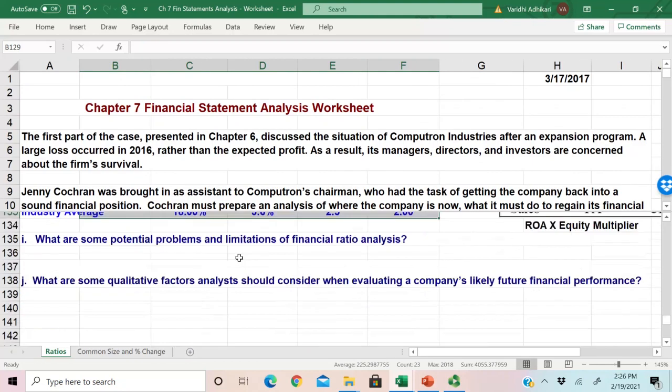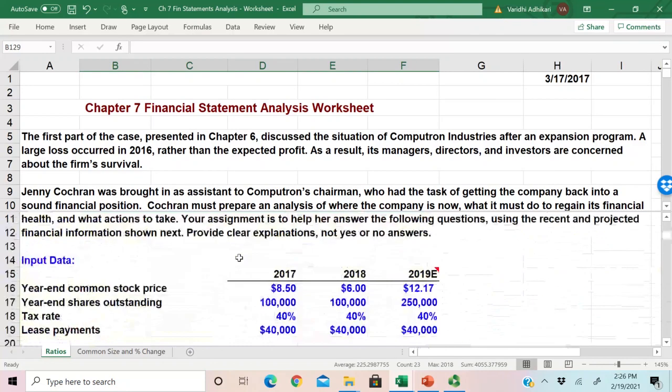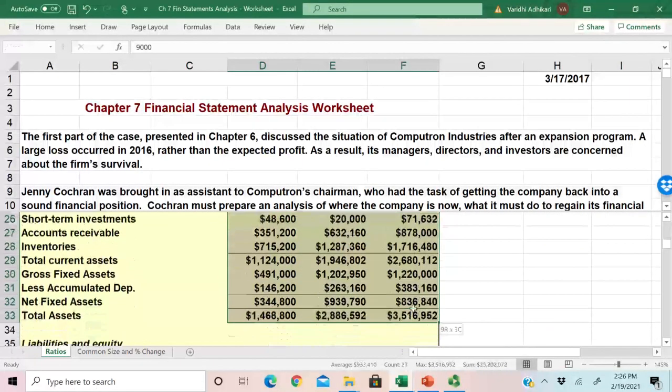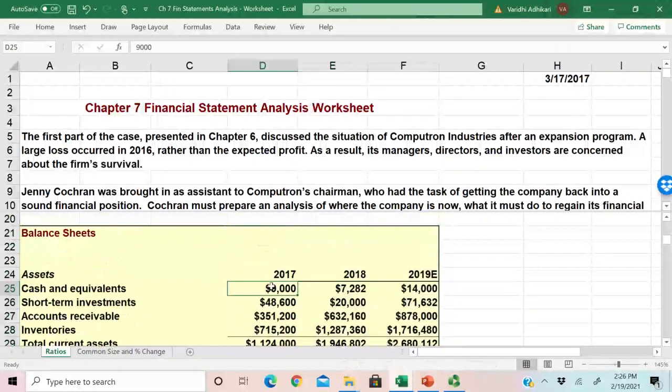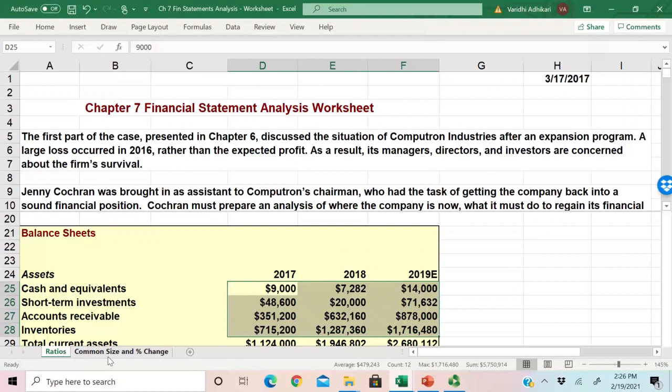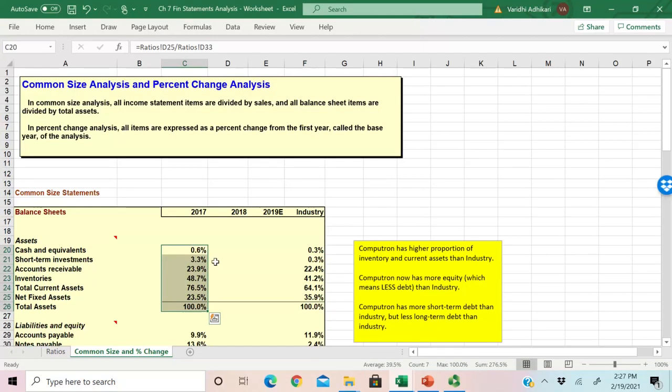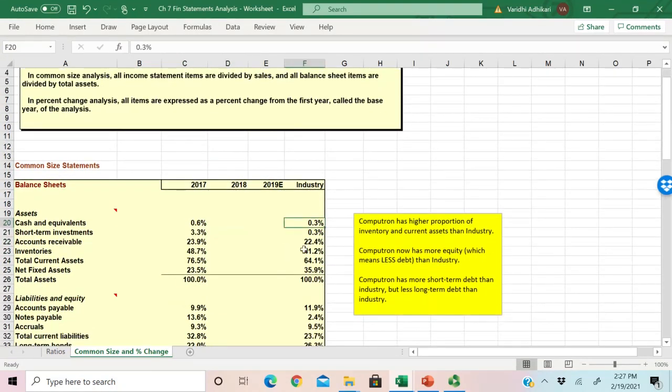So we're going to convert this dollar amount. Every year the total is going to look the same, 100%, but these ratios are going to be different for each company in common sizing. The 2017 data is already given here, so I'm going to do it for 2018 and 2019, and the industry data is already given.